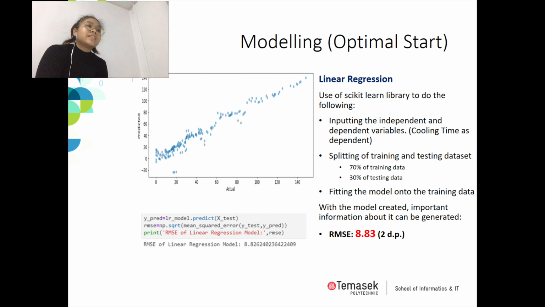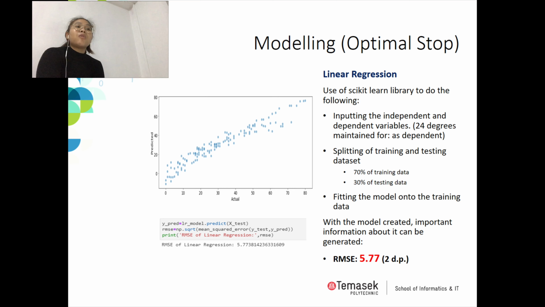And here there is a chart showcasing how accurate the predicted values are when compared to the actual values. They have a pretty linear and strong relationship, and it also shows here that they have an RMSE of 8.83. So that was for optimal start.